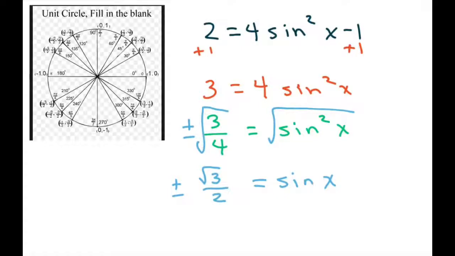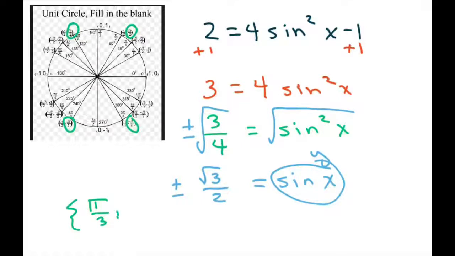So therefore, we want all values where y, so remember this is like your y, where y is square root of 3 over 2, or negative square root of 3 over 2. So here it is, right? Here's a y, there's 1, there's 1, and here's 1. They're all the ones with 3 in the denominator again. So that's going to be pi over 3, 2 pi divided by 3, 4 pi divided by 3, and 5 pi divided by 3.